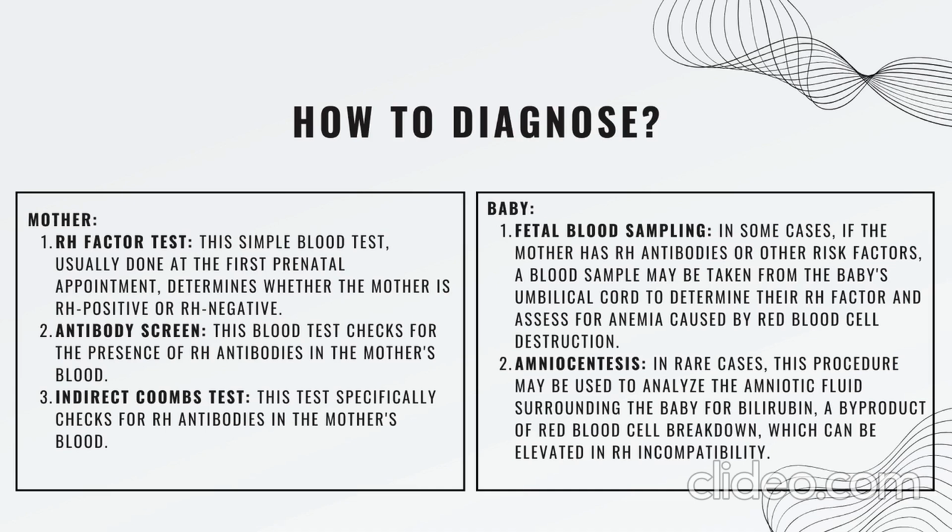While for the baby, fetal blood sampling will be used. In some cases, a blood sample may be taken from the baby's umbilical cord to determine their Rh factor. And second is amniocentesis. This procedure may be used to analyze the amniotic fluid surrounding the baby for bilirubin, a byproduct of red blood cell breakdown, which can be elevated in Rh incompatibility.